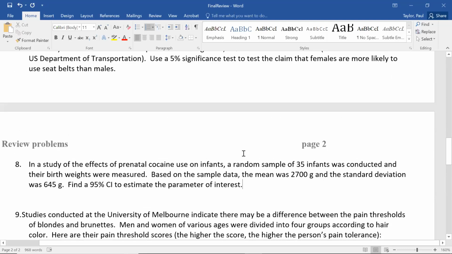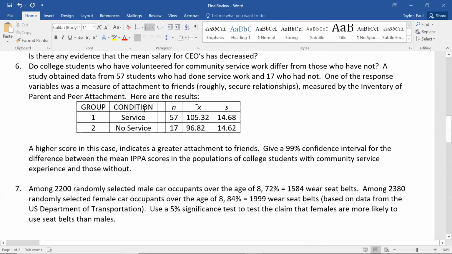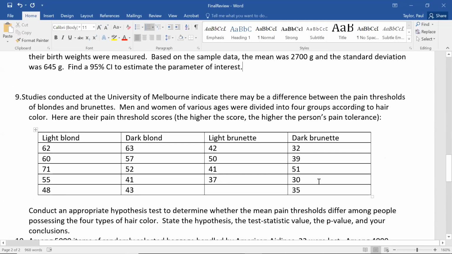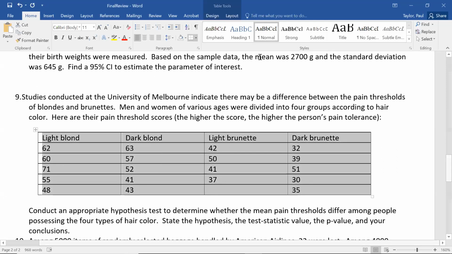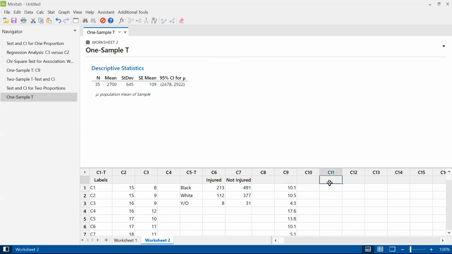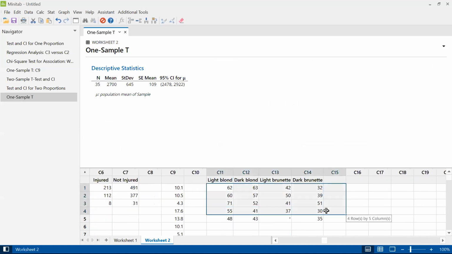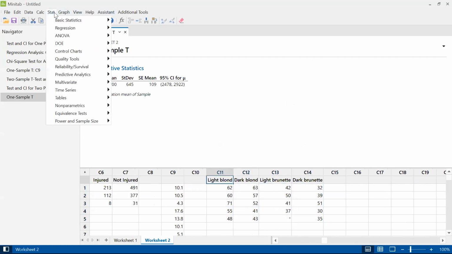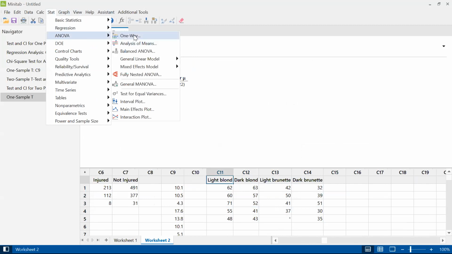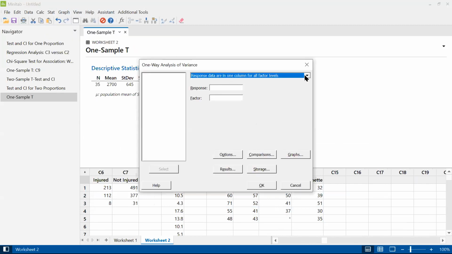And then we measure a second variable, which is this pain threshold score. We had another situation where we were comparing 2 groups and then measured a number. That was service and not service. We used 2 sample T there because there were only 2 groups. Here we have 4 groups. We have to use ANOVA, which is our test for comparing more than 2 groups, and we have a number for each of them. So I'm copying and pasting the data over here. Here's the table, and I put the headings at the top. So let's run the usual one-way ANOVA on these 4 groups.